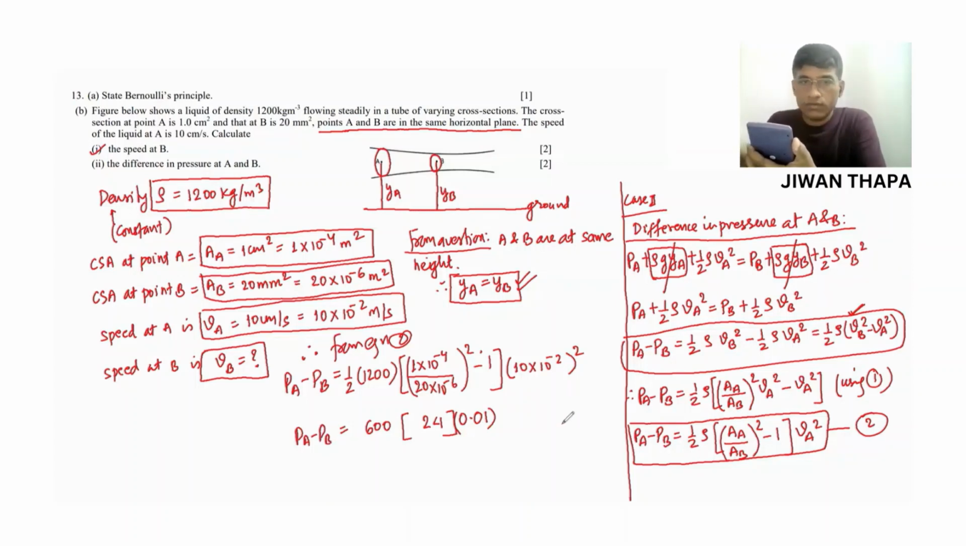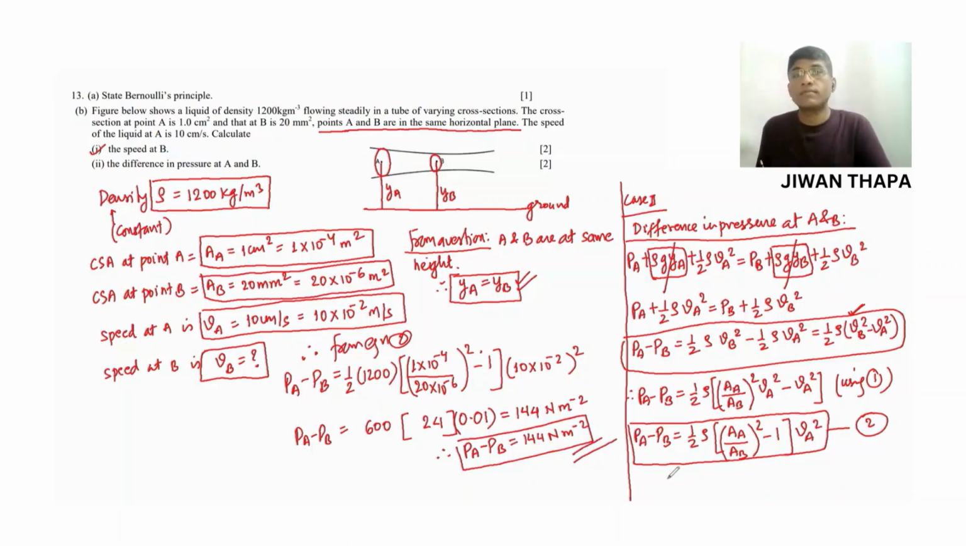Now let us, so we get this, difference in pressure is 144 and the unit is Newton per meter square. Therefore, PA minus PB equals 144 Newton per meter square. So we have this.